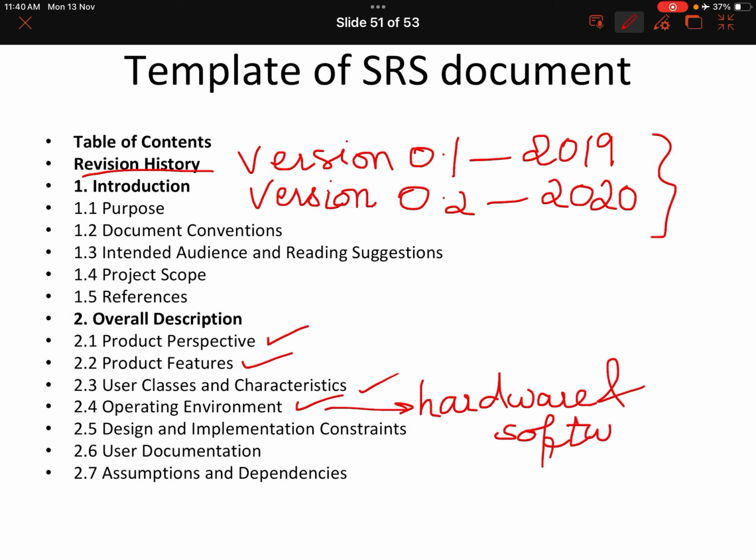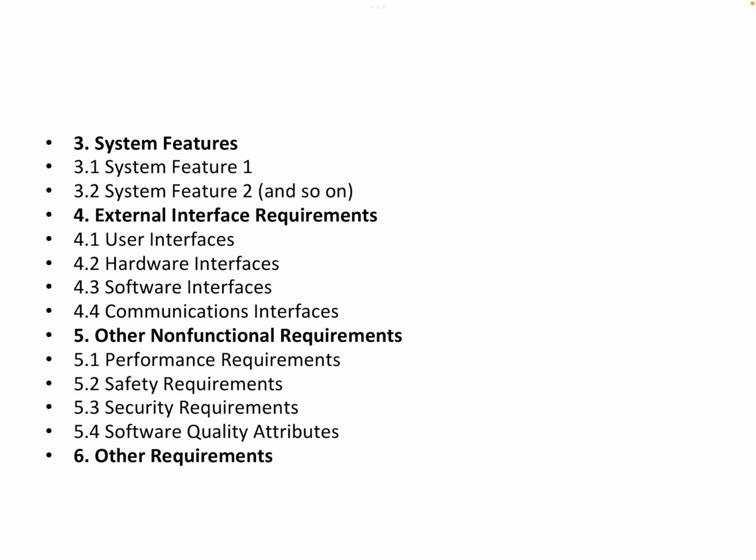What all are the hardware requirements? That is, so much space is needed, so much hard disk drive space is needed, etc. And the software requirements, that is, you need a JDK, Java JDK, to be installed for that or not. That is your software requirements. Design and implementation constraints, user documentation, and you have assumptions and dependencies. So you have assumed so and so things.